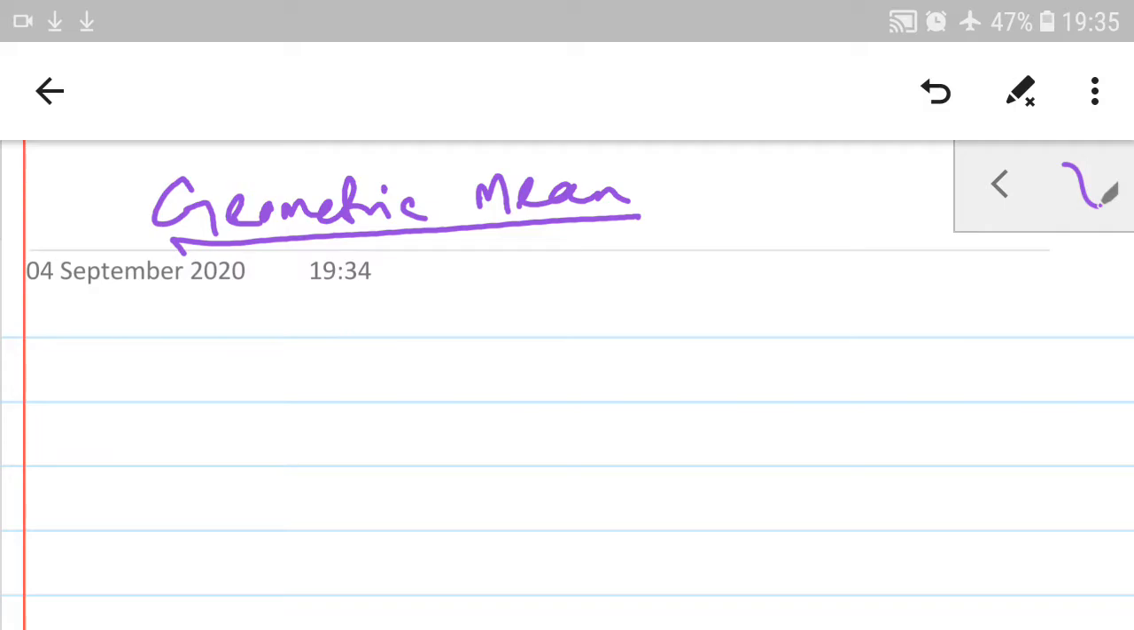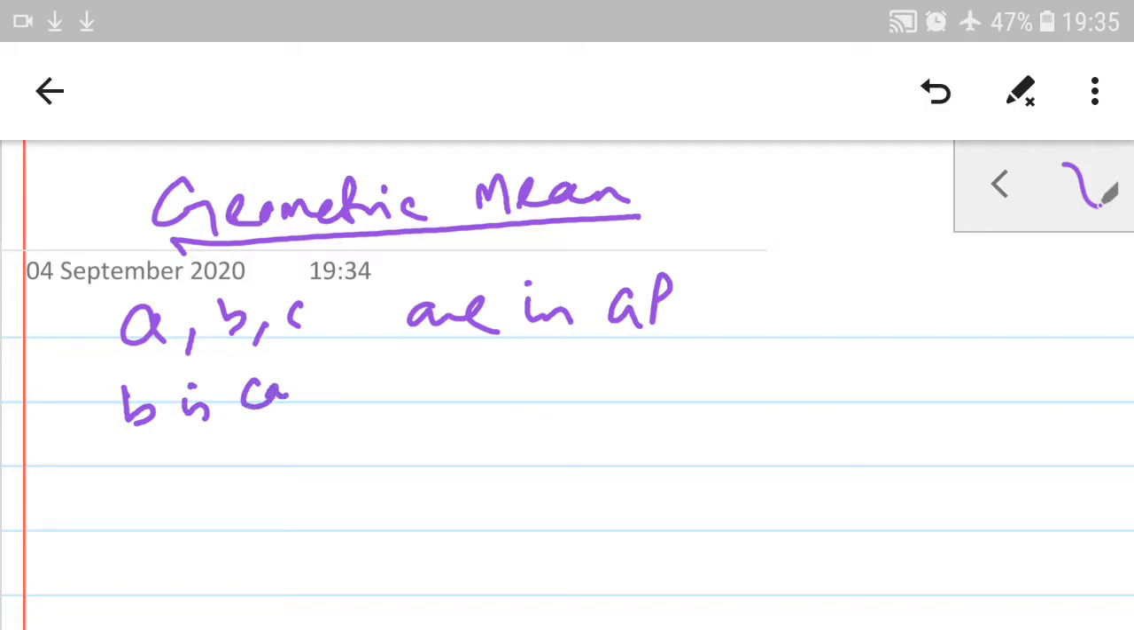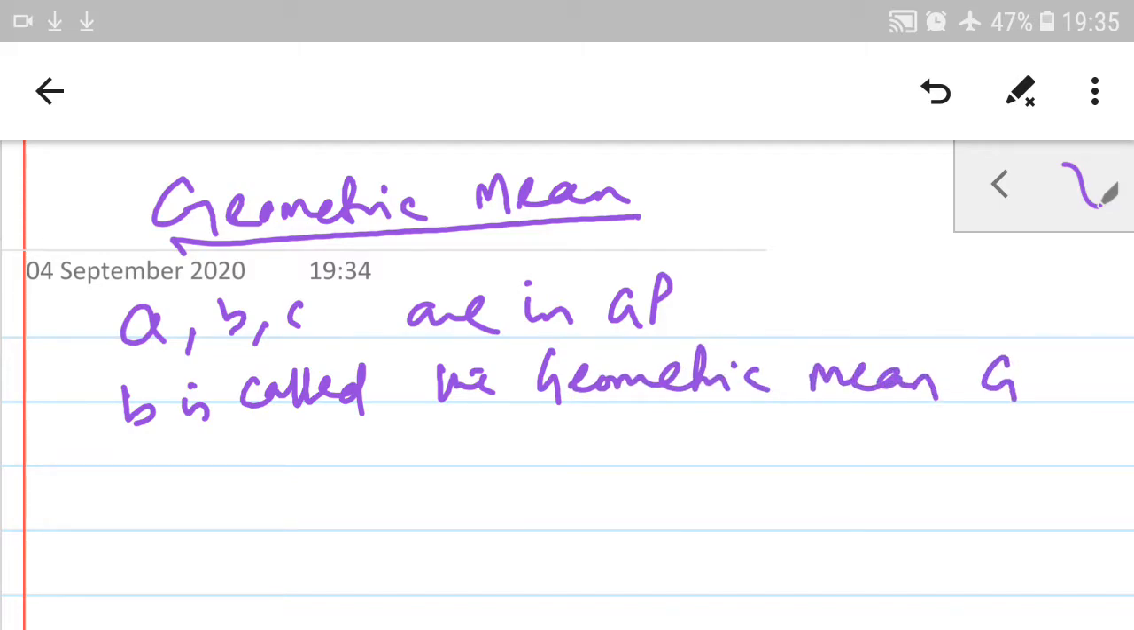First, let us understand what is a geometric mean. Suppose A, B, C are in GP. Then B is called the geometric mean. In short, it is known as GM of A and C.